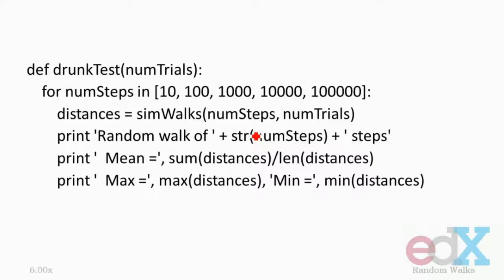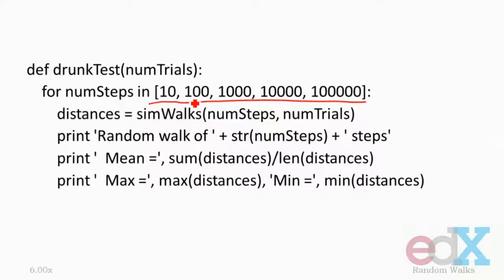We'll do that in Drunktest. The number of trials, I've just arbitrarily here, I could have made it a parameter, but I've included the number of steps. So we'll take walks ranging from 10 steps to 100,000 steps.